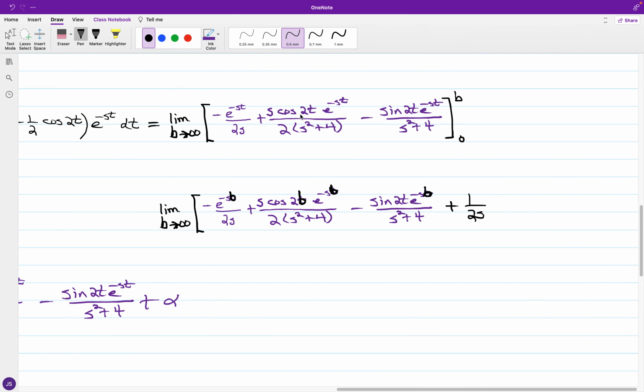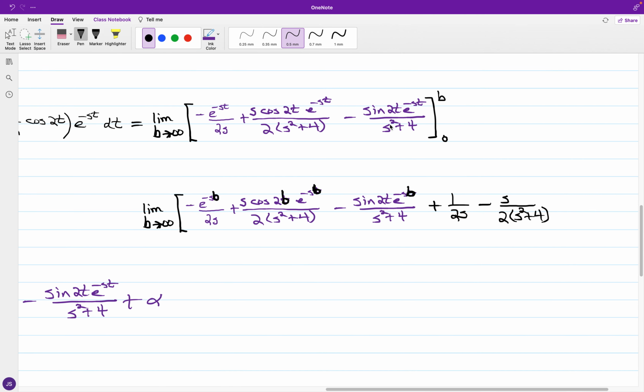And we have at 0, the cosine of 0 is 1, and e to the 0 is 1. And so we're going to have minus s all over 2 times the quantity of s squared plus 4, and the sine of 0 is 0, so this term is going to be negligible.